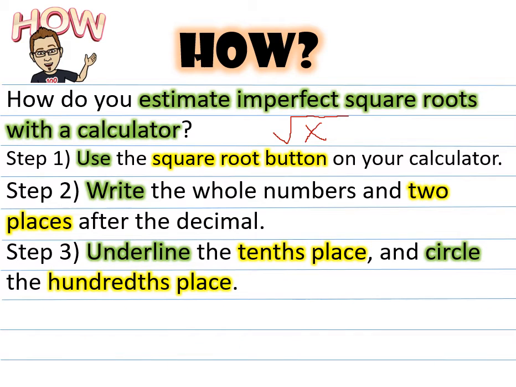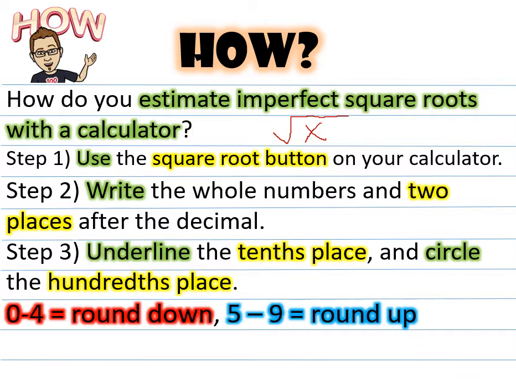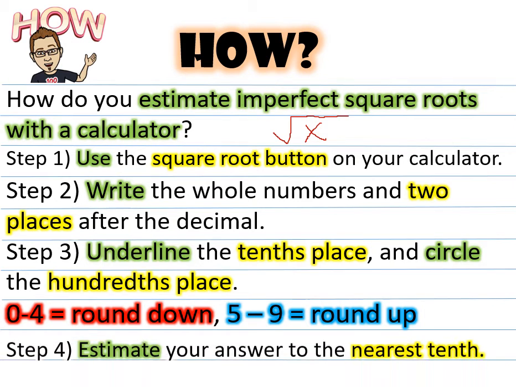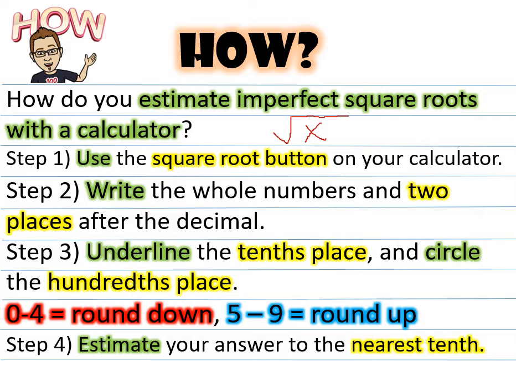Step number 3, underline the tens place, which is right behind the decimal, and circle the number that's in the hundreds place, which is the second number behind the decimal. If that number that you circled is between 0 and 4, you will round down. Drop the number that was circled and leave the number in the tens place alone. If the number you circled is between 5 and 9, you will round up the number that you underlined to the next digit up. Step number 4, estimate your answer to the nearest tenth.